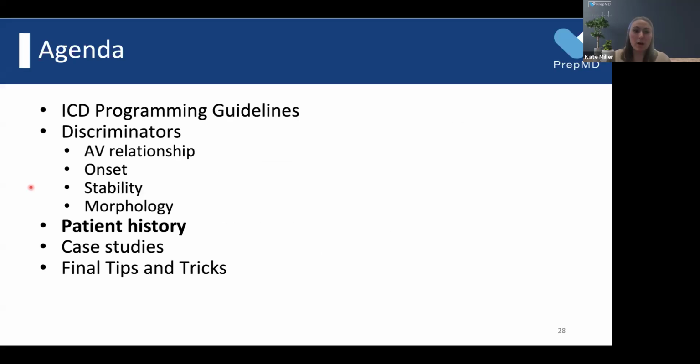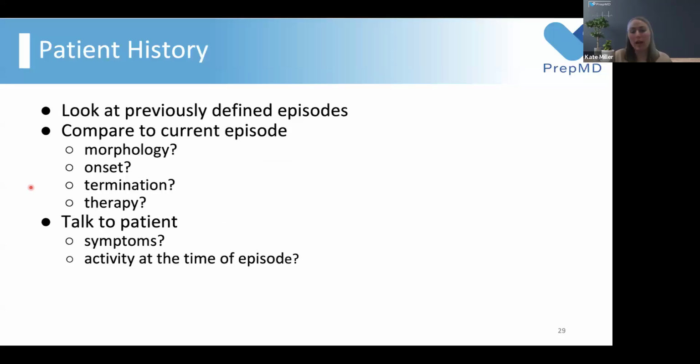One more thing before we talk about our case studies is patient history. This is a really good way to help differentiate VT from SVT. We can look at previously defined episodes, right? If a patient has had an episode before and somebody has defined that as VT or defined that as SVT, we should then compare the current episode that we're analyzing to that episode, right?